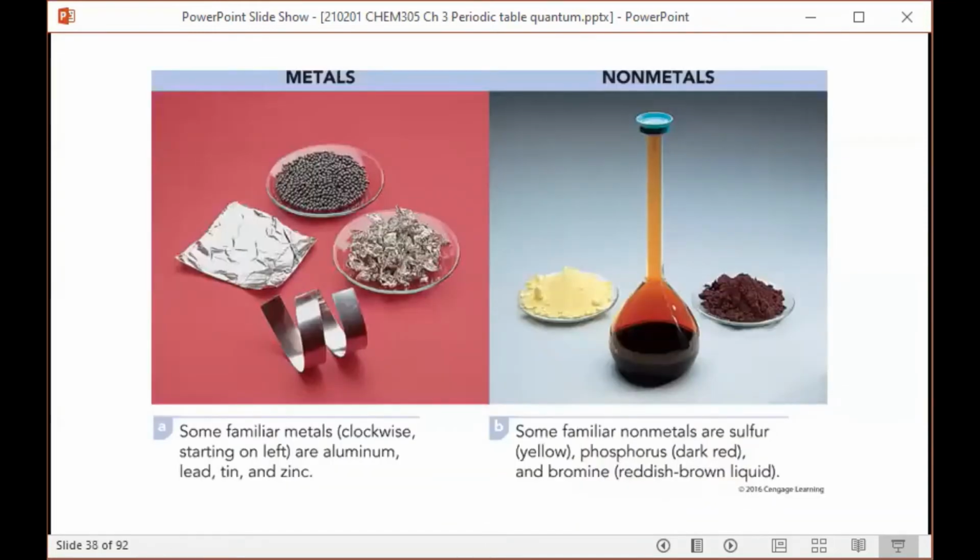So some familiar metals, we have aluminum, lead, tin, and zinc. And you can see they've got that luster. Many of them you can bend or flex, they're malleable, and many of the metals can be stretched into wires like copper wires. And on the right, we have nonmetals. So some you might be familiar with are sulfur, that's that yellow powder, phosphorus, which is the dark red powder, and then bromine, which is that reddish brown liquid.